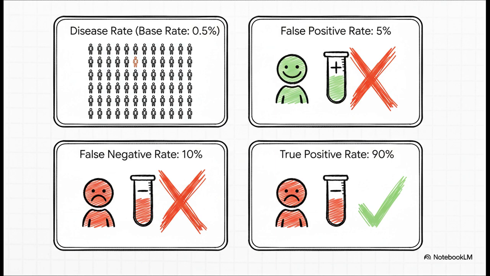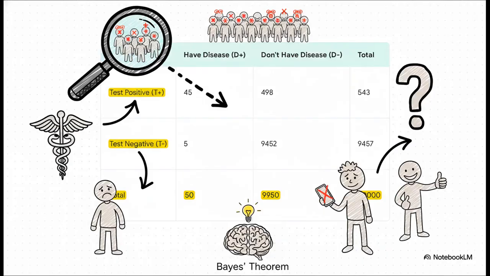First, and this is crucial, the disease is rare. Only 0.5% of the population actually has it. This is what we call our base rate. Next, the test has a 5% false positive rate. That means it incorrectly tells 5% of perfectly healthy people that they're sick. It also has a 10% false negative rate. And what that tells us is that its true positive rate, its ability to correctly spot someone who is sick, is 90%.